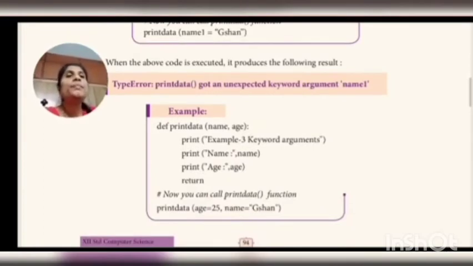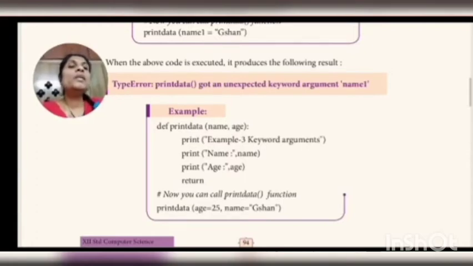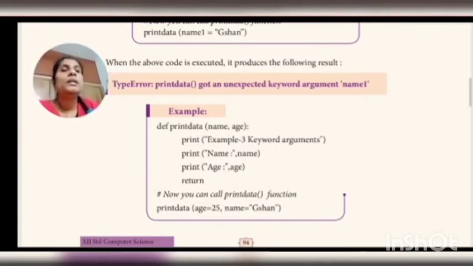In the next example, we have 2 parameters, that is name and age, in the function. We have 3 statements in it. The first statement will display the string example 3 keyword arguments. The next print statement will display the string name followed by the value of the parameter name. Next we have another print statement. It will display the string age followed by the value of the parameter age. Next we have return, followed by the function call.